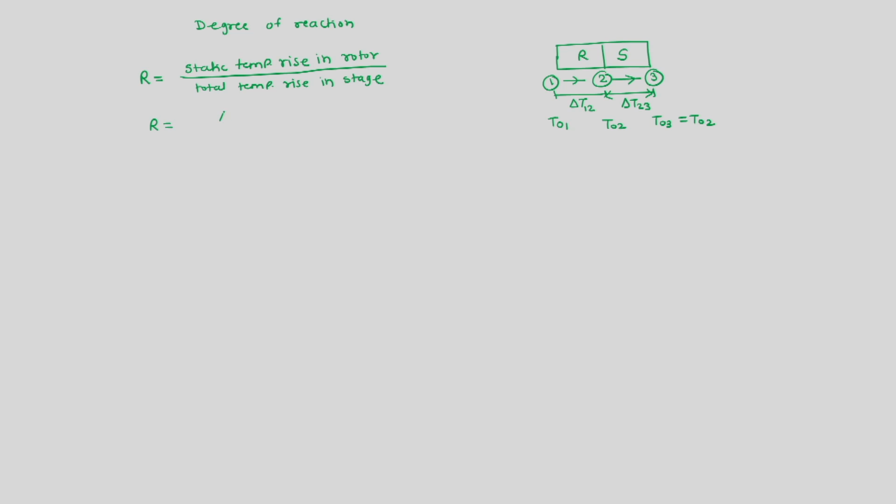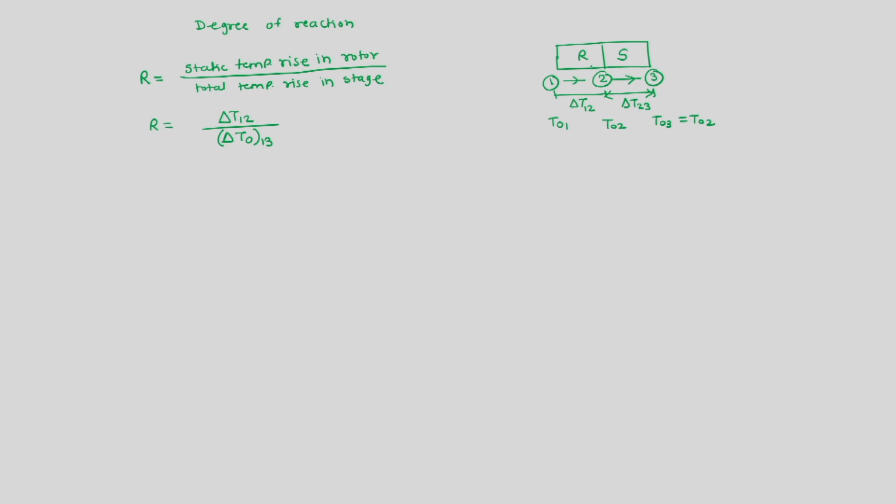So we have delta T 1 2 divided by delta T naught 1 3. We should keep in mind that there is no total temperature in the numerator, total temperature is used only in the denominator, for the fact that total temperature rise takes place only in the rotor, otherwise degree of reaction would have been always 1.